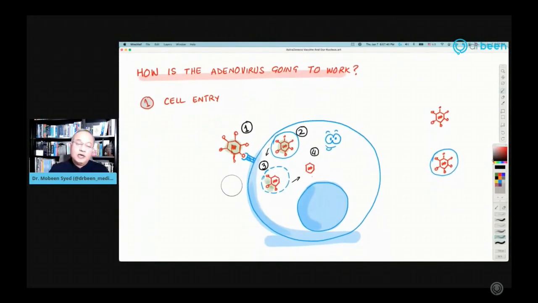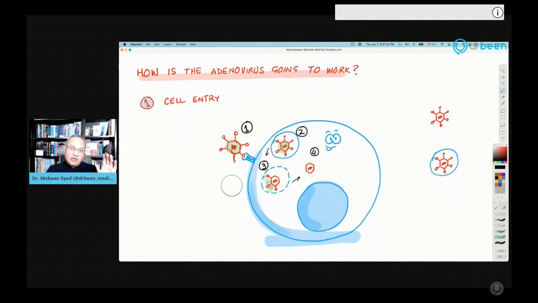So now is the big question. How does an adenovirus-based vaccine work? We know how a messenger RNA-based vaccine works, and we know about the lipid nanoparticle and so on. So let's see how this works.